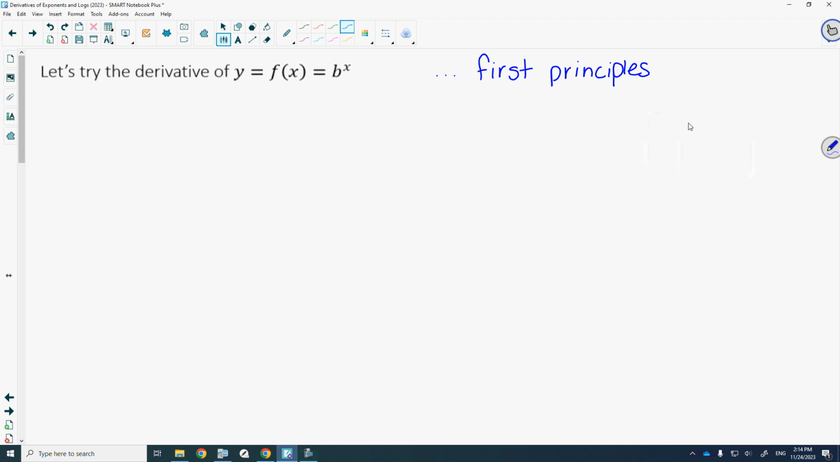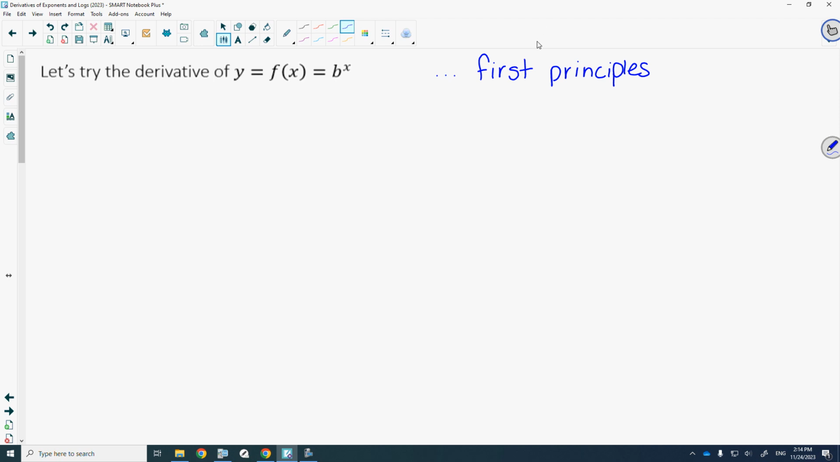Okay, so now what we're going to be doing is we're going to try to find the derivative of an exponential function in the form of y is equal to b to the x. Just like we've been doing with everything, we're going to go back to the beginning and we're first going to find the derivative of b to the x using first principles, so using limits.